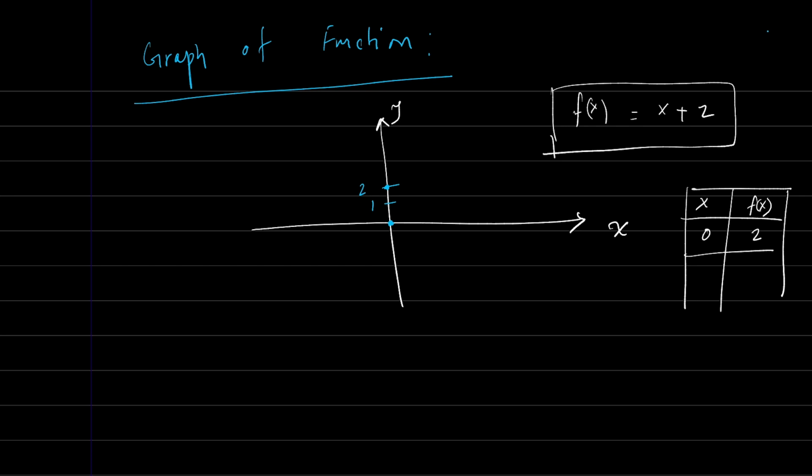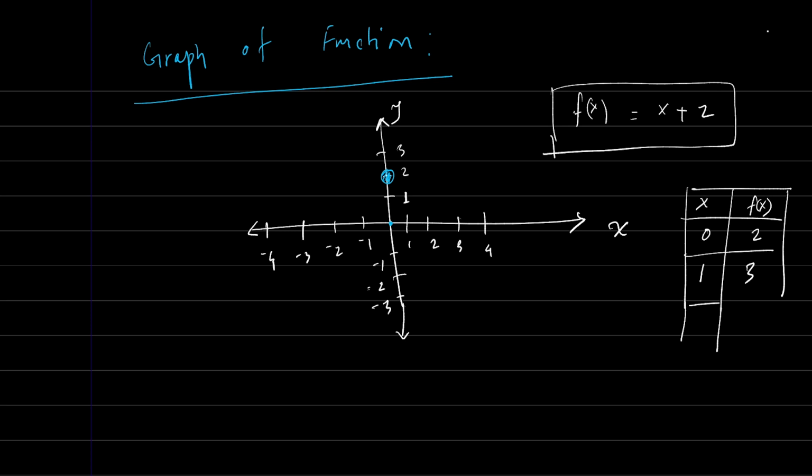Let me use a different color pen. X is equal to 0, we get positive 2. This is our value. Similarly, for x is equal to 1, we get 3. For x is equal to -2, we get 0. X is equal to -1, we get +1, and so on. Let's put these points here.